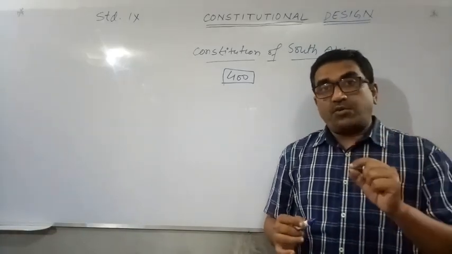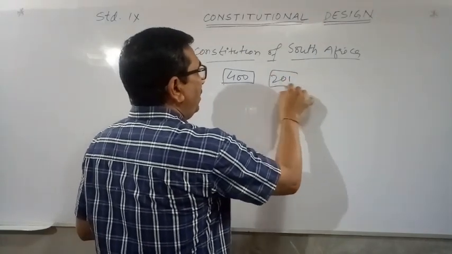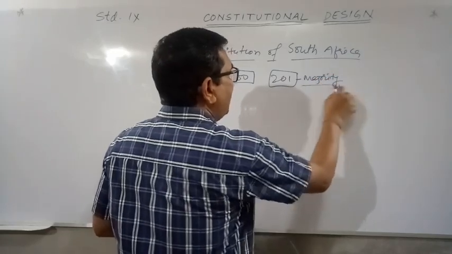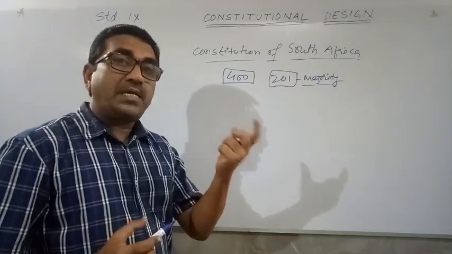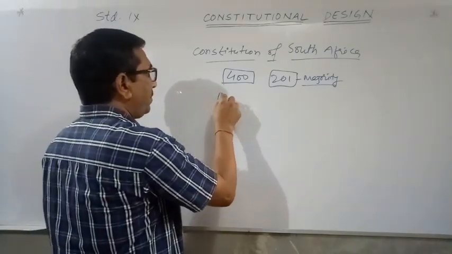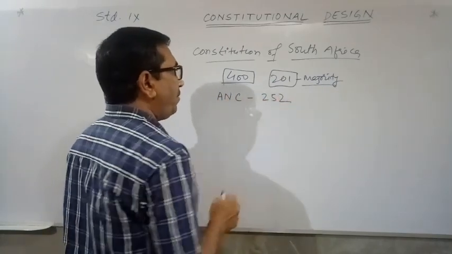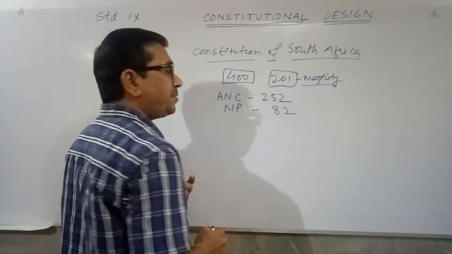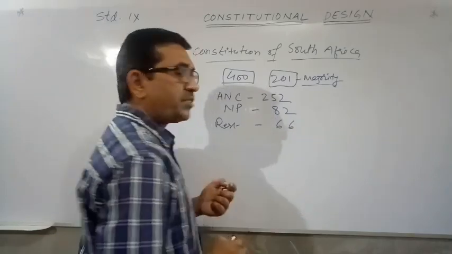To get the majority, how many seats are required? 201 is required for a majority. We can say it was a simple majority. When the election was held, almost 89 to 90% of voters turned out, and the African National Congress got 252 seats and the National Party got only 82 seats. The rest of the political parties got 66 seats.